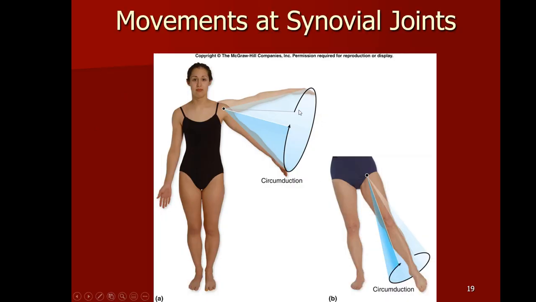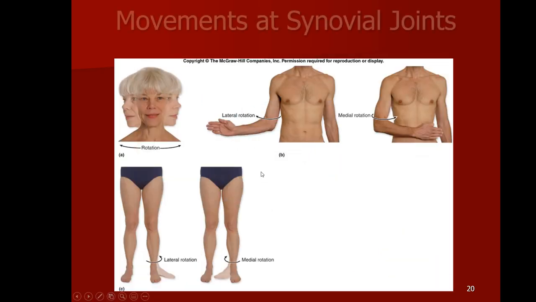Circumduction is different than rotation. If you put your arm out to the side and made a circle, that's called circumduction. You can do the same with your leg. So that's circumduction. This is not rotation. Rotation would look a little bit different.